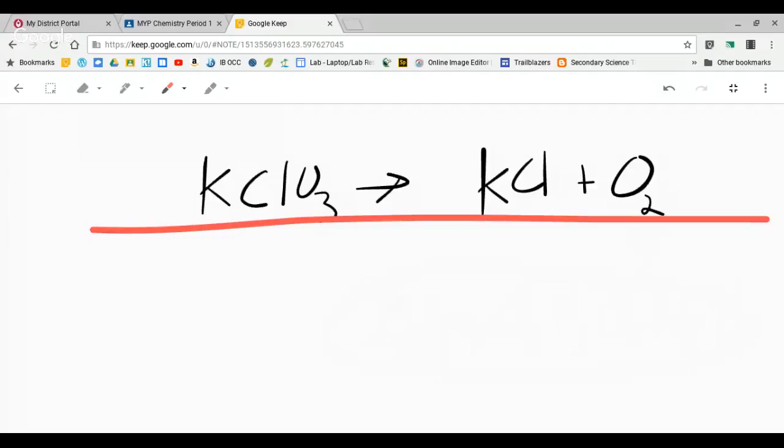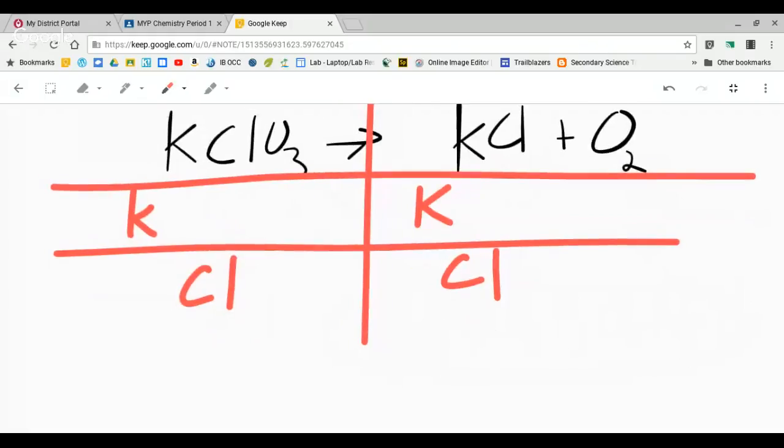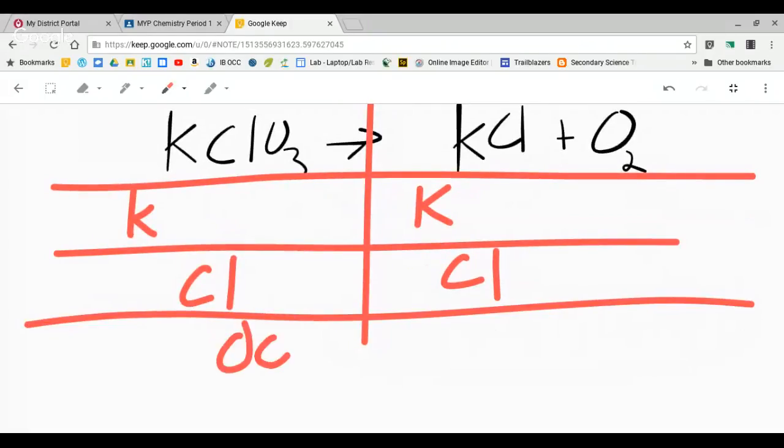So on the left, we have 1 potassium. On the right, we have 1 potassium. So potassium so far is balanced. On the left, we have 1 chlorine. On the right, we have 1 chlorine. So far, chlorine's balanced. We get in trouble with oxygen, where on the left, you have 3 oxygens. On the right, you have only 2 oxygens. So we need to increase our number of oxygens.